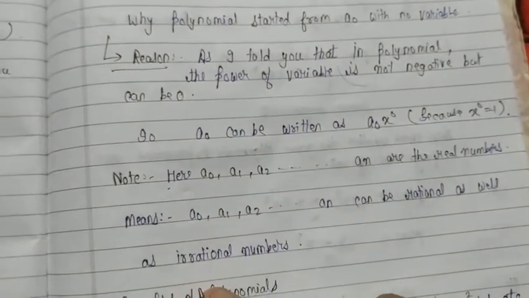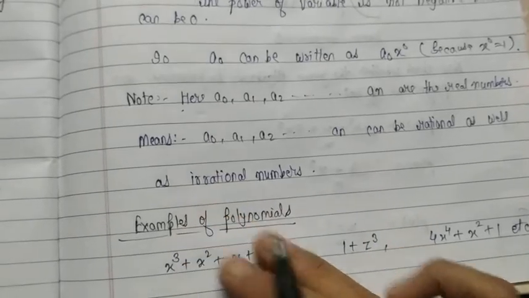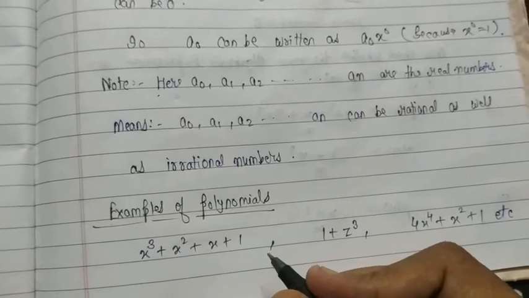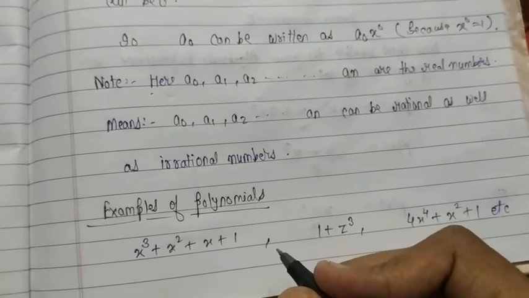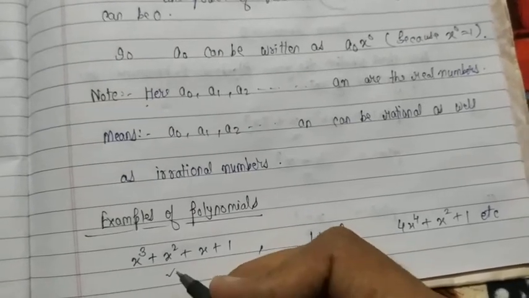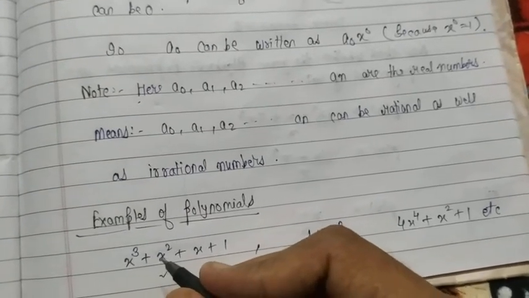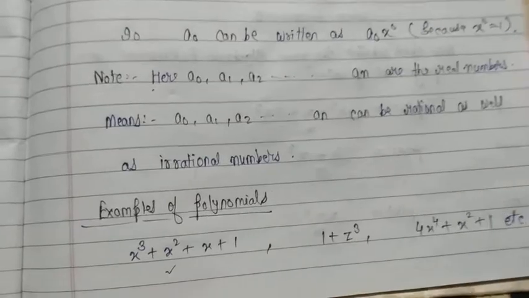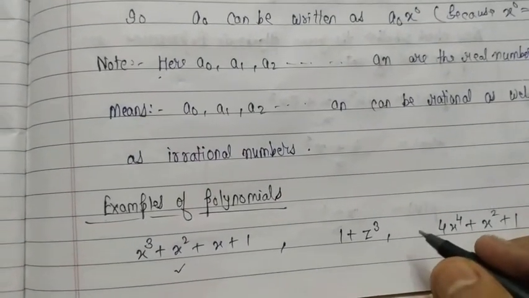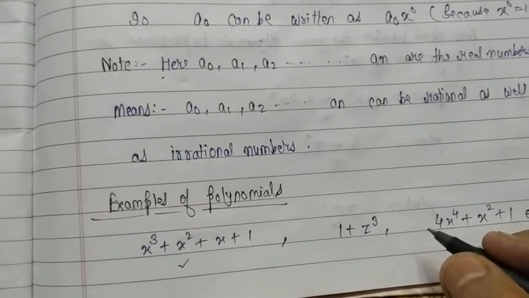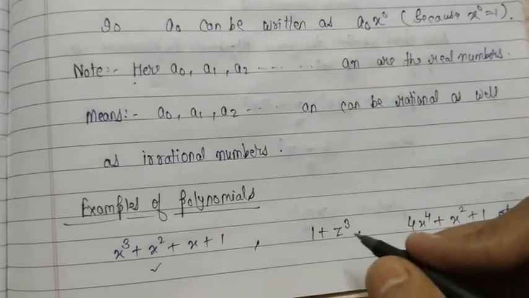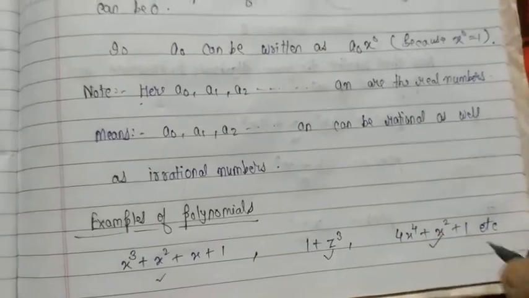Now come to the examples of polynomials. See, the example I have written: x to the power 3 plus x to the power 2 plus x to the power 1 plus 1. Here you can see the power of the variable is positive as well as an integer, so it is a polynomial. Similarly, 1 plus z cube. Here the variable is z and its power is 3, which is also a non-negative integer, and this is also a polynomial. So these are the polynomials.